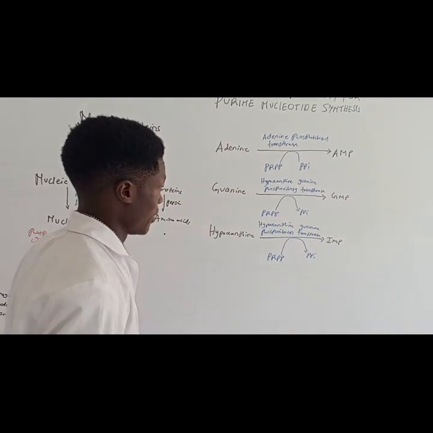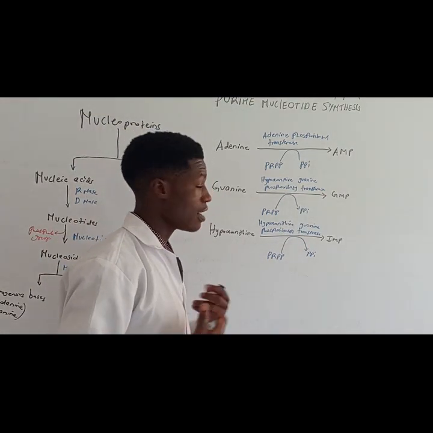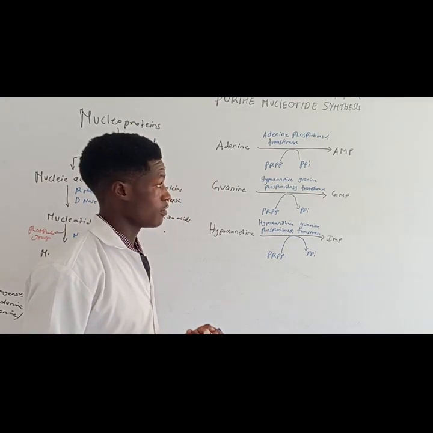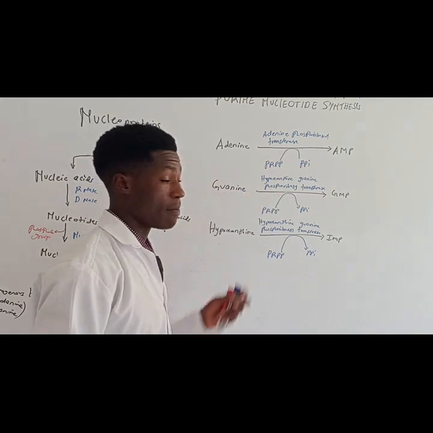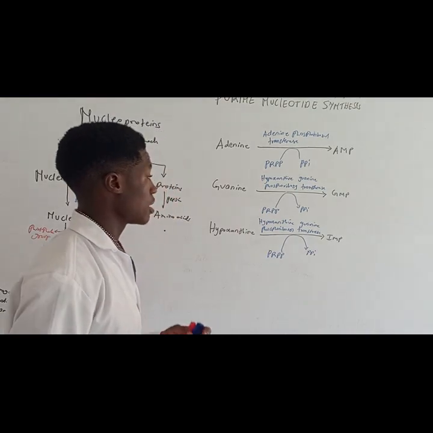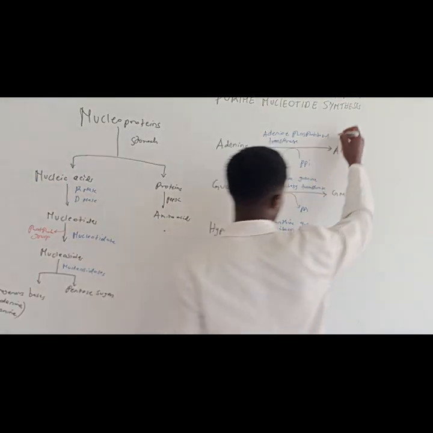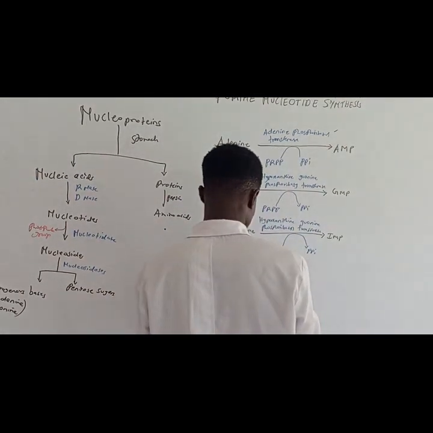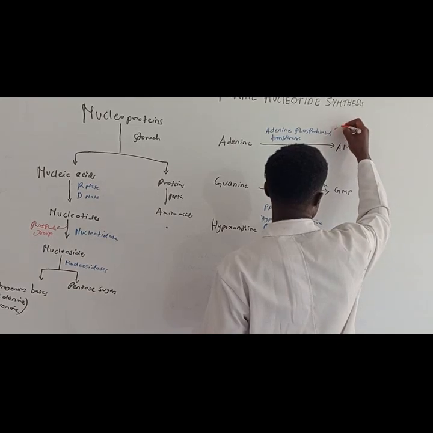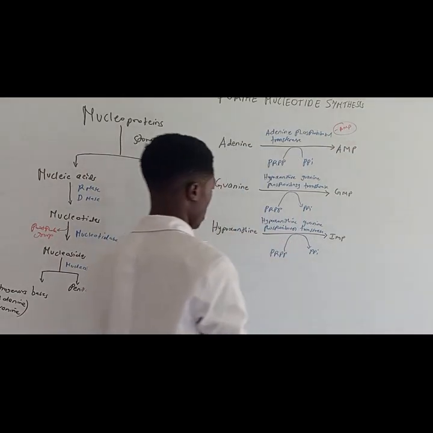Now, adenine phosphoribosyltransferase is going to be inhibited by the AMP. So when you synthesize an adequate amount of adenosine monophosphate in the body, it is going to have a negative feedback on the adenine phosphoribosyltransferase, so that we cannot form the nucleotide from the adenine. So AMP is going to inhibit that one.